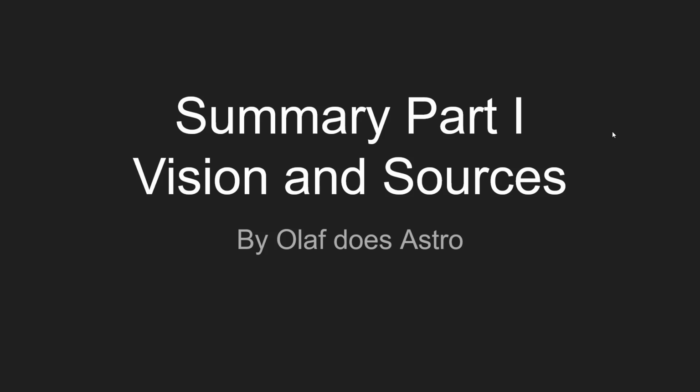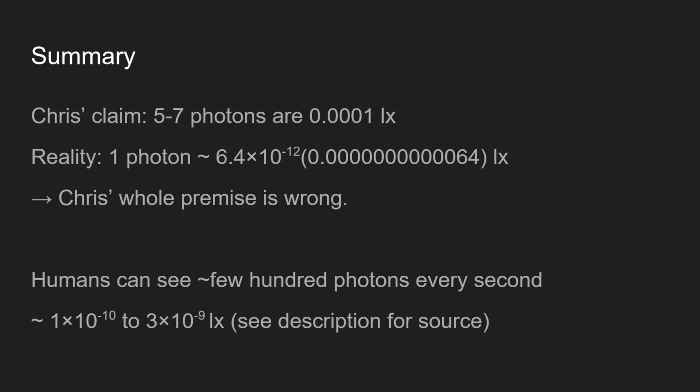That leaves us nicely at the summary to part 1, vision and sources. So, brief summary on the vision part. Chris's claim is that you can't see more than 0.0001 lux, so 10 to the negative 4 lux. This is completely wrong, as we have calculated ourselves. Chris also claims indirectly via his sources that many lux are 5 to 7 photons. We have also calculated this to be completely wrong.